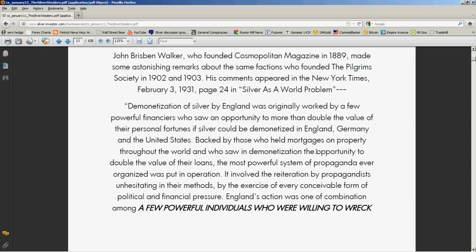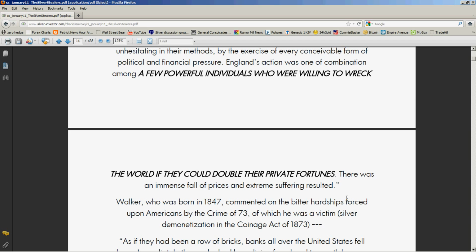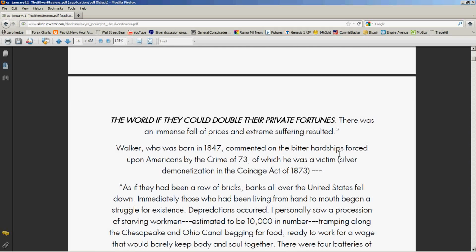So continuing, backed by those who held mortgages on property throughout the world and who saw in demonetization the opportunity to double the value of their loans, the most powerful system of propaganda ever organized was put into operation. It involved the reiteration by propagandists, unhesitating in their methods, by the exercise of every conceivable form of political and financial pressure. England's action was one of a combination among a few powerful individuals who were willing to wreck the world if they could double their private fortunes. There was an immense fall of prices and extreme suffering resulted.